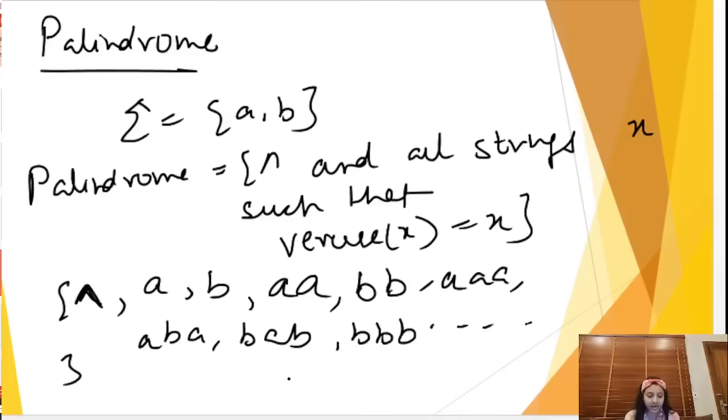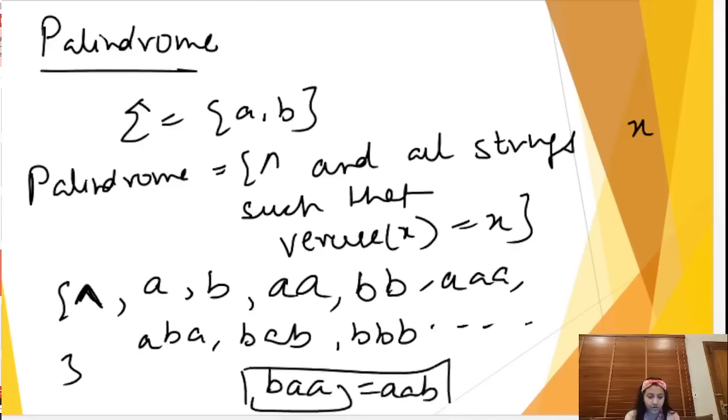Now let's consider one more string. If I consider BAA, the reverse of this particular string will be AAB, which is not equal to the original, so this is not a palindrome. So this will not belong to my language of palindrome. Let's take another example.